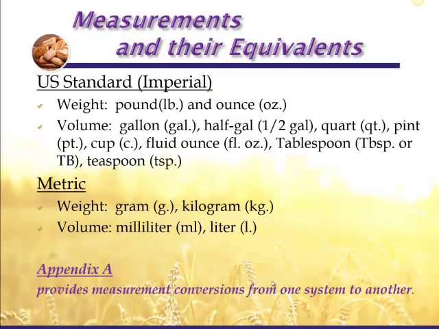So in the US, we call our method the imperial method. As you can see with weight, we're playing with pounds and ounces. In volume, that's where it's always more difficult because you can have a gallon, a half gallon, a quart, and so on as you look at this list.